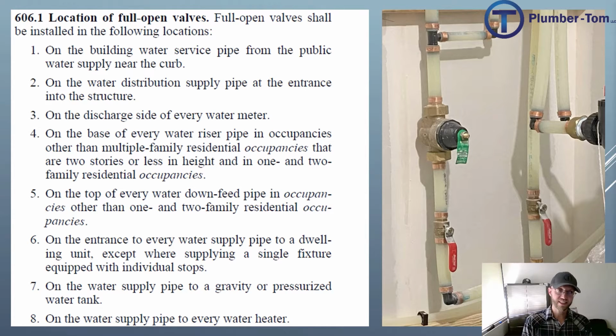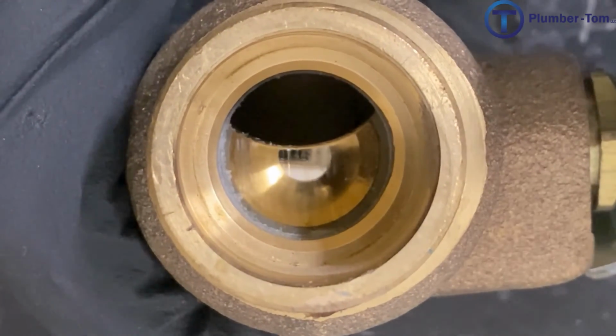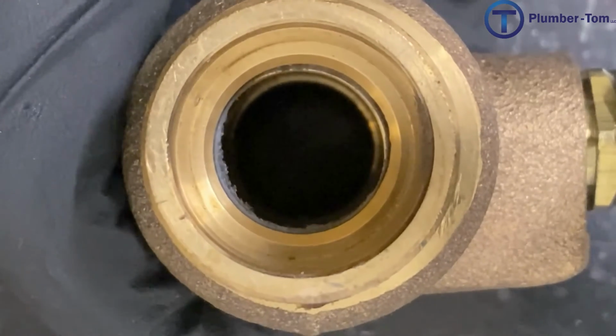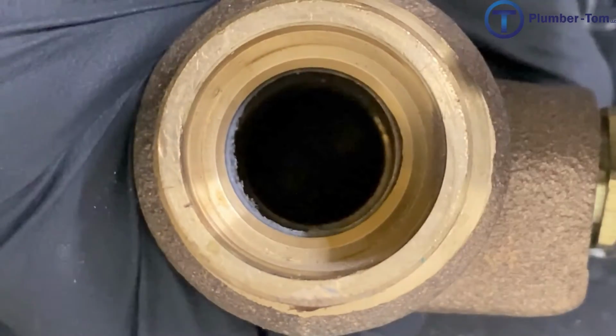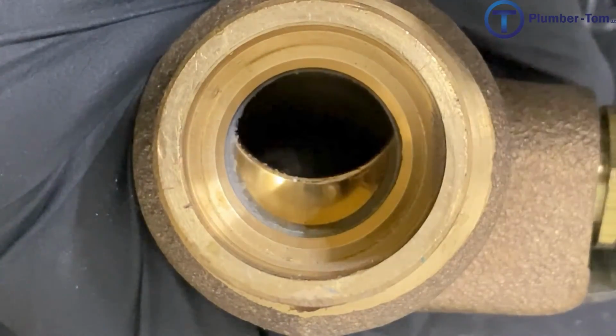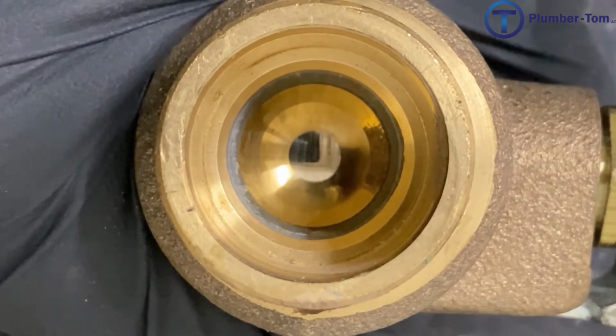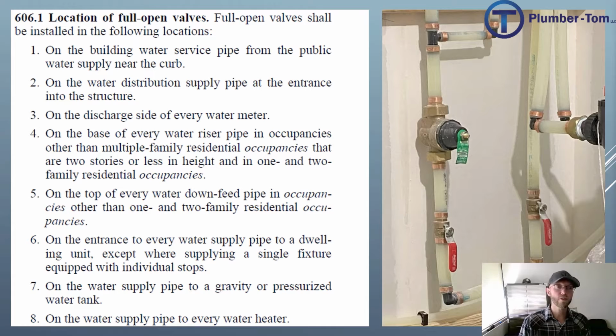Full open valve, 606.1. Where do you need a full open valve? And when I say full open valve, I'm talking about a valve that does not restrict the flow. You can get valves with a reduced opening, and that's going to restrict the flow. But when it comes to distribution, we want to make sure we get enough water flowing through that valves are not a huge restriction. They'll always be a restriction, but not a huge restriction. So here's our list. Number 1, the building water service pipe from the public side. So at the curb, at the meter, you're going to want a full open valve there.